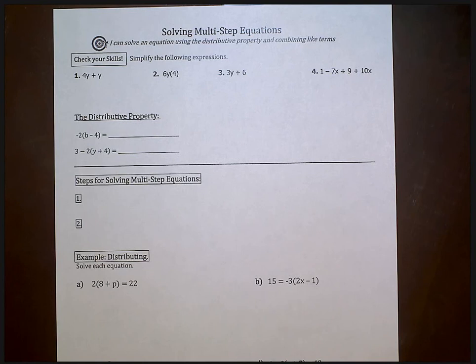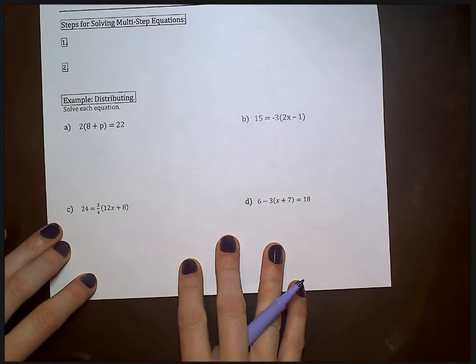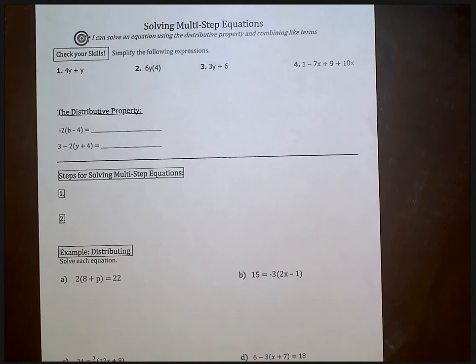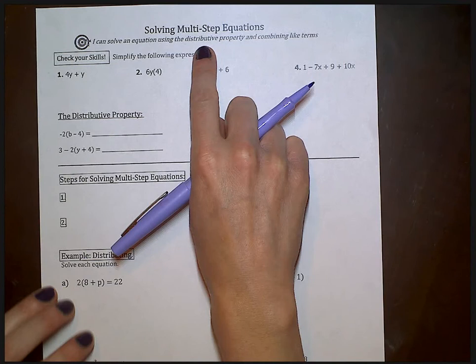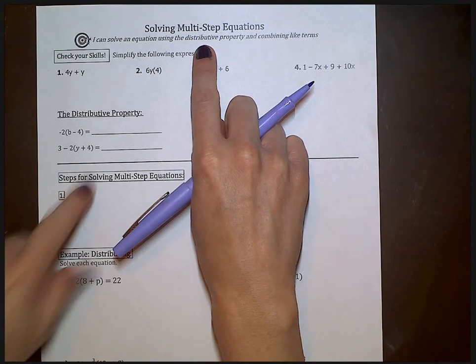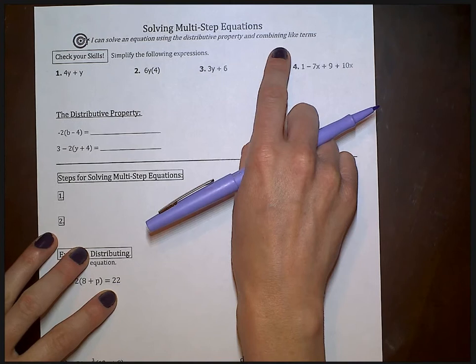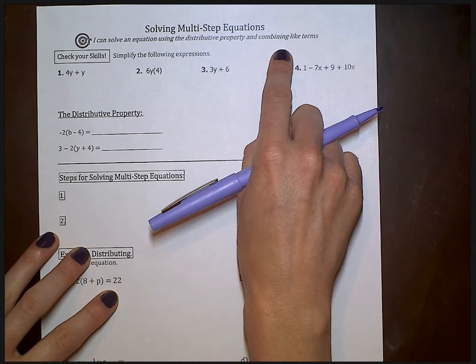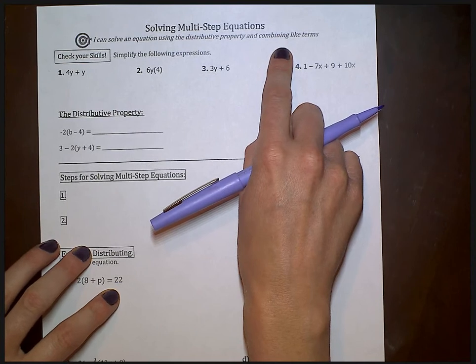Now, before we get into the examples that you'll be expected to do, which are down here at the bottom and on the back, we are going to check our skills. The big things for today are being able to use the distributive property, which we'll cover here, and being able to combine like terms. So let's check that we can do those two things. If we can't, we will never be able to solve a multi-step equation.